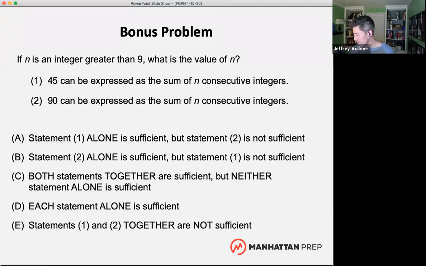This one is tough. I made all these problems up, so if you hate them, you can blame me. It was so tough that I had to double check it a couple times to make sure I wasn't messing it up. The answer to this problem is E.